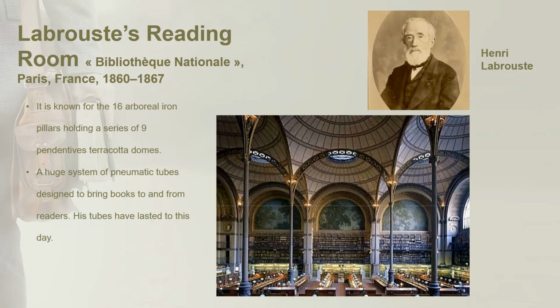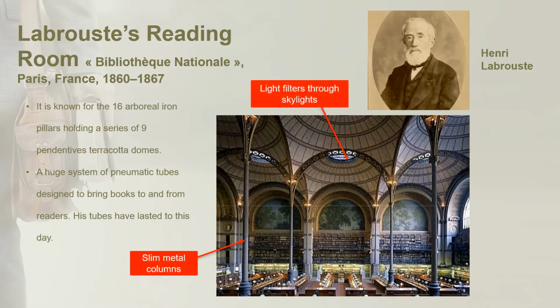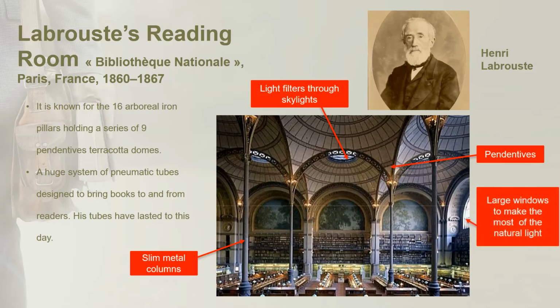The second building is Labrouste's Reading Room, constructed by architect Henry Labrouste. This room is well known for having 16 slim columns holding up 9 terracotta domes. Each dome has a skylight that works as a light filter, and there are pendentives that act as a connection between columns and the domes, and large windows to make the most of the natural light.